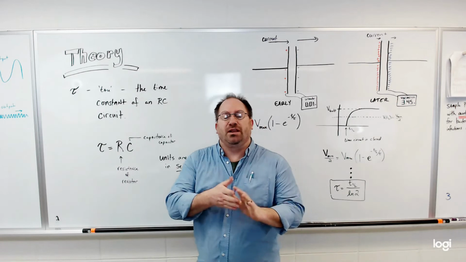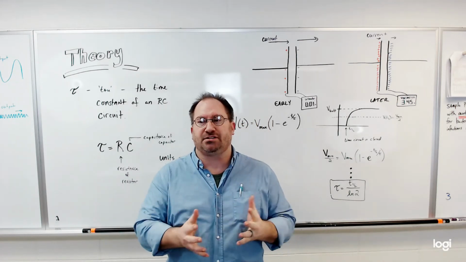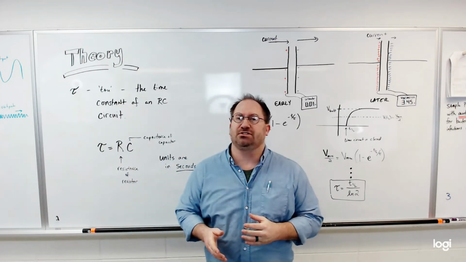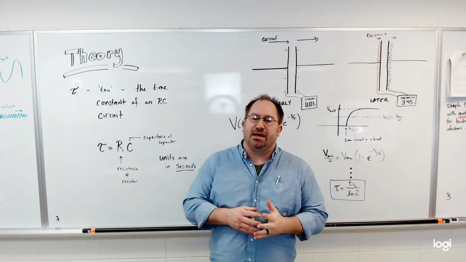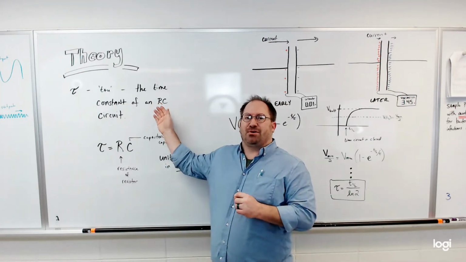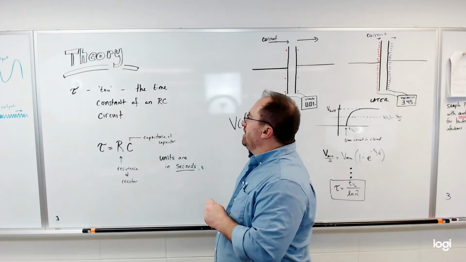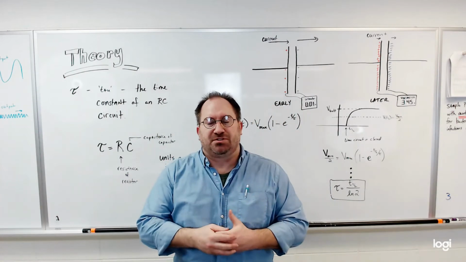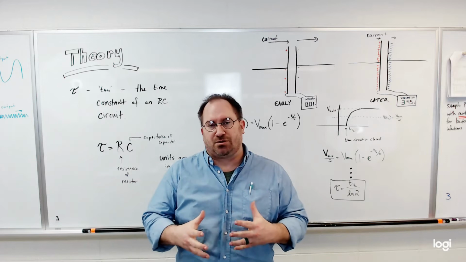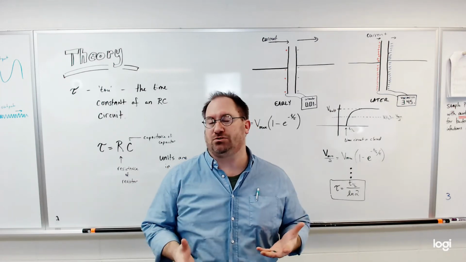All right, so let's talk about the theory that lies underneath the RC circuits. It's pretty straightforward. Characteristics of these types of circuits include a characteristic called the time constant, which is indicated by the Greek letter T, or tau. And this corresponds to the specific time that it takes for the capacitor to either charge up or discharge, depending on what you're doing with your circuit.